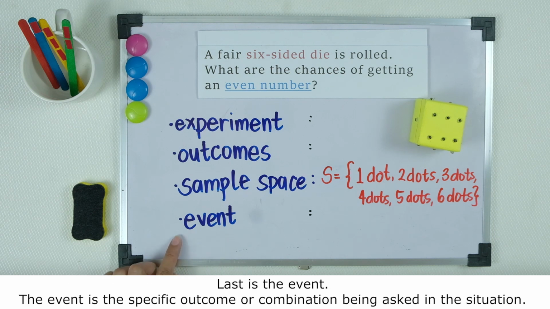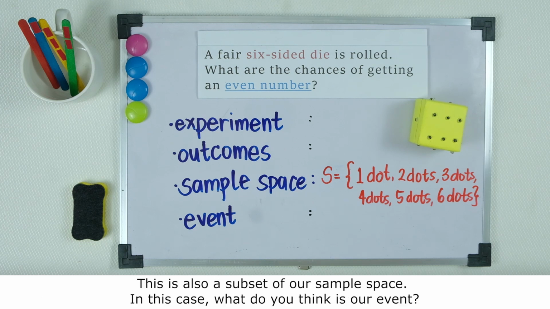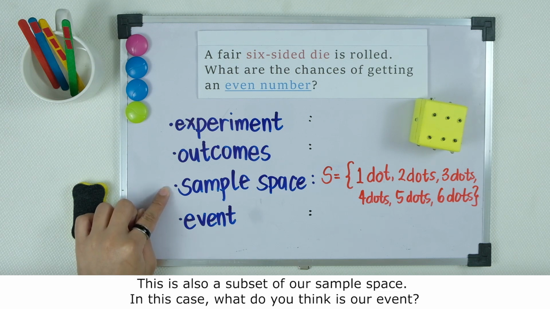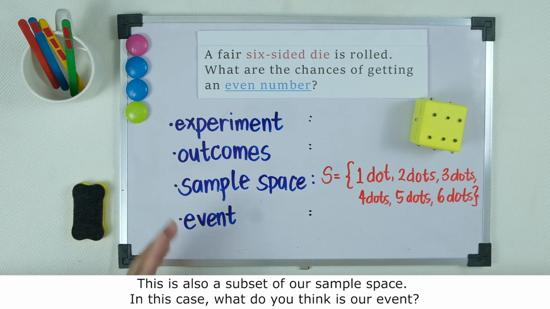Now, last is the event. The event is the specific outcome or combination being asked in the situation. This is a subset of our sample space. In our situation earlier, what do you think is our event?